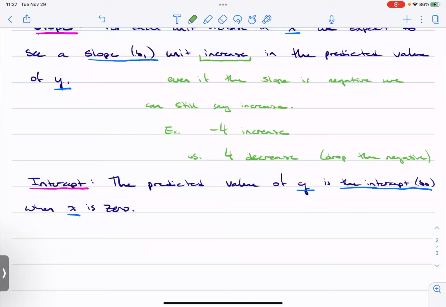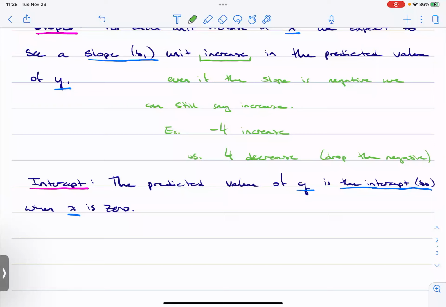Often I have a follow-up question about the intercept and I ask, is it meaningful? Is it useful to know what the predicted value of y is when x is 0? And this is where there's no wrong answer. There's not necessarily a right answer either. What you have to argue is, do I care about x being 0? So you'd have to argue it one way or another.